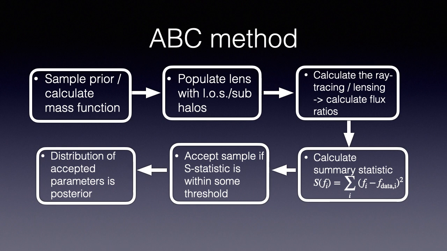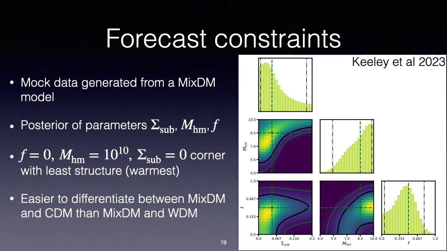And if that summary statistic is within a predefined threshold, then you say that the parameter that gave you that statistic is accepted. And so the distribution of the accepted parameters is your posterior. And we can see the results of this forecasting here.